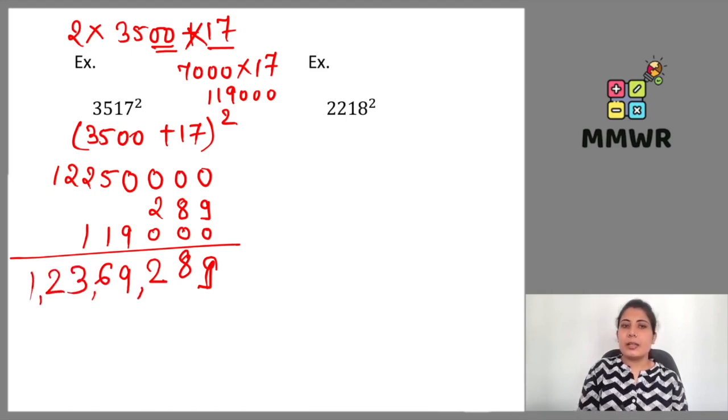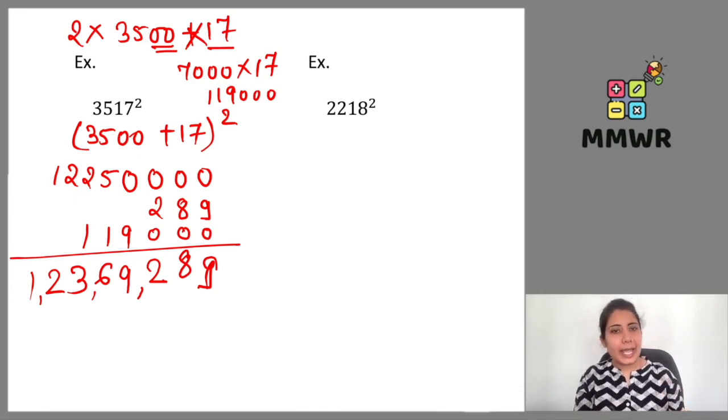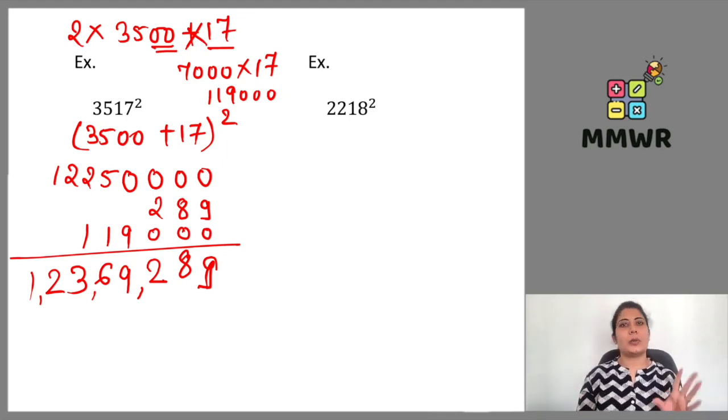So what is the answer here? It is a very big number. Okay, 1,23,69,289. Square of 3,517 is 1,23,69,289. It is a very fast calculation, right?